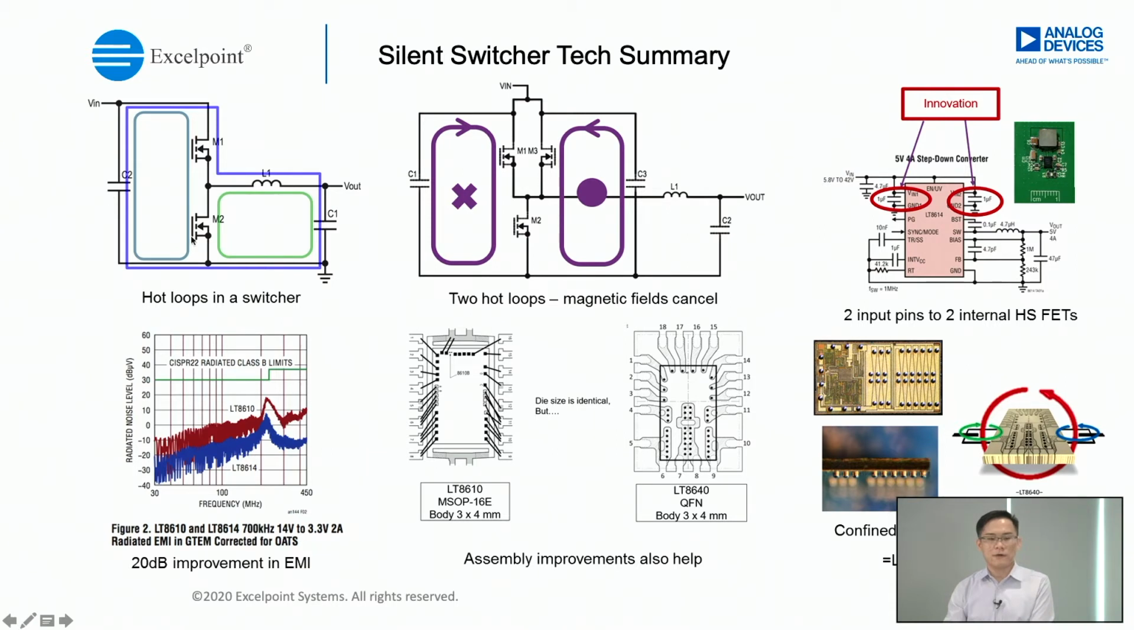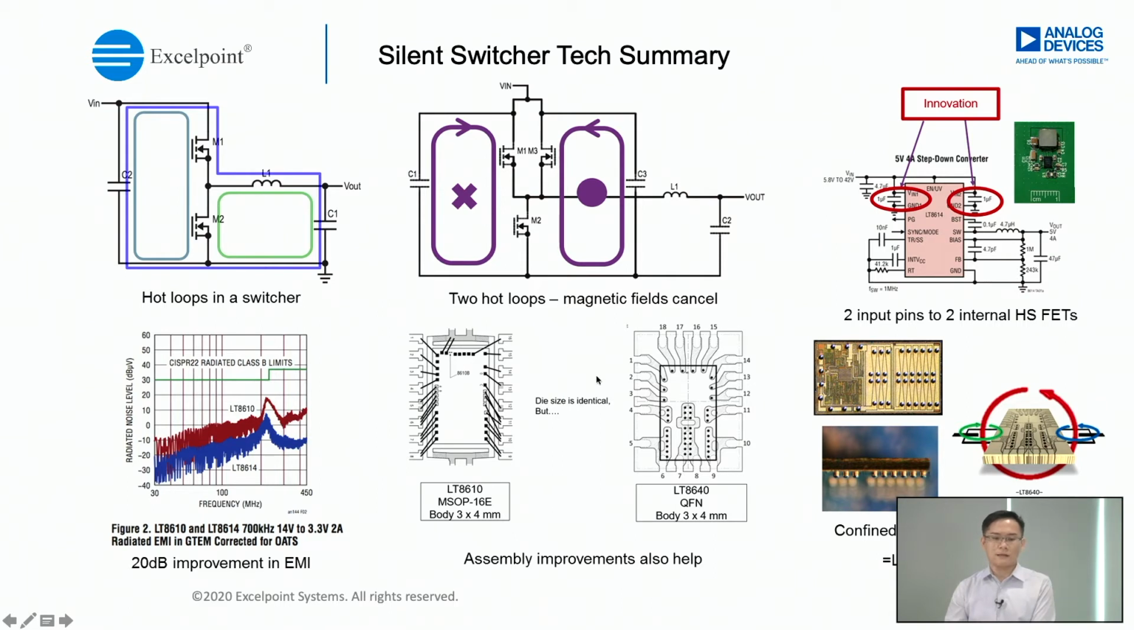You can see from here, this is a conventional switching regulator. There is a hot loop here and here. Because of this hot loop, the EMI can be affected significantly. But now with ADI's patterns, we are able to come up with a dual hot loop as shown here. Because of the dual hot loop, they can cancel the magnetic field generated by the hot loops, and the EMI can be further reduced. And this is the new innovation.